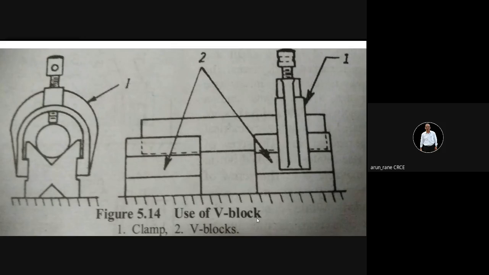Now how is the V block used? This is a V block on which you have kept a round piece. Now a round piece cannot be clamped directly on the table because it may move. So the round piece has to be kept or located in the V block. So now the support is over here, one line of contact here and another line of contact here.